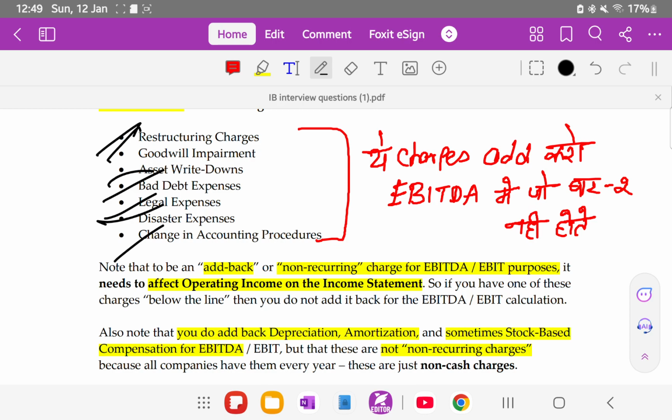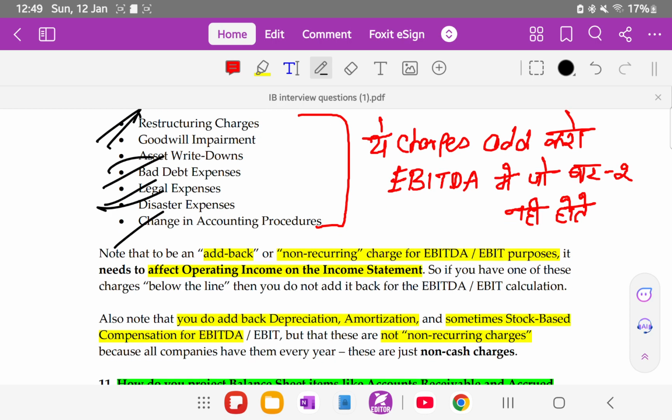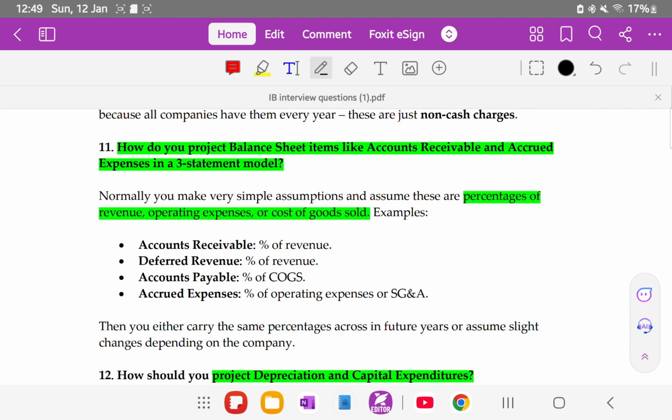And if you have to add back depreciation, amortization, and sometimes stock based compensation for EBITDA, these are not non-recurring charges. The company has to incur them every year, so these are just non-cash charges. So this is one thing.